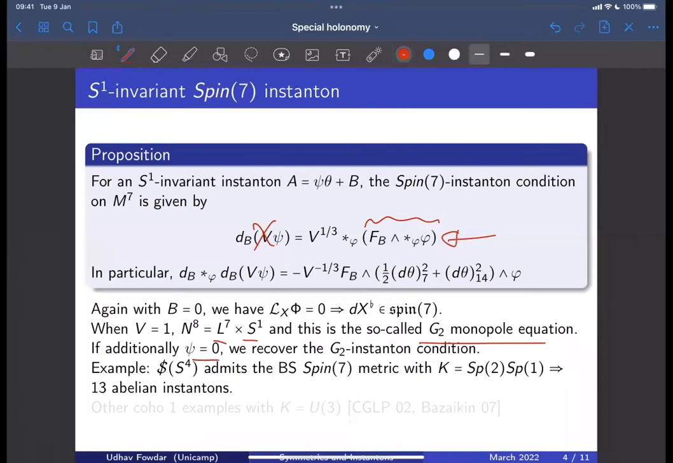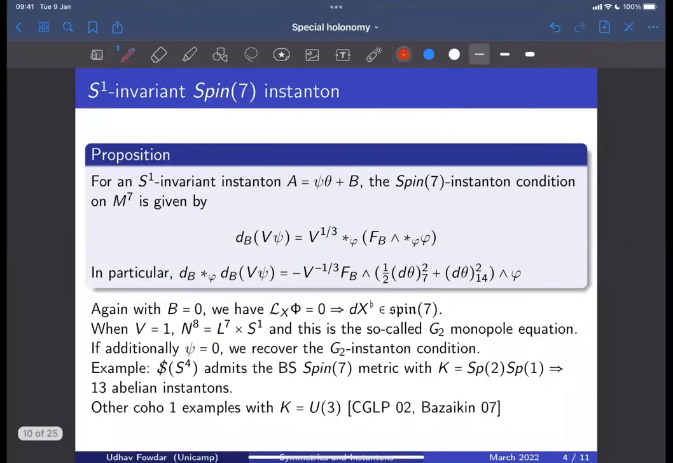So one of the first examples is the spinor bundle of S4, which admits a Bryant-Salamon metric, and this manifold has Sp(2) times Sp(1) as group preserving this 4-form. So the Sp(2) is coming from the S4, and this Sp(1) here is coming from the fiber direction, which is R4. And because this group here has dimension 13, immediately we deduce that there are at least going to be 13 abelian instantons in this case.